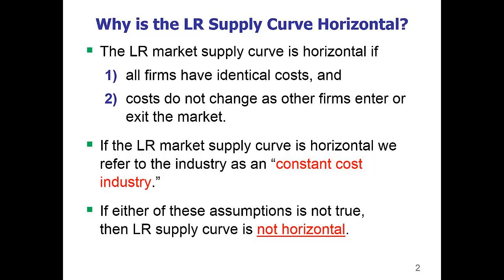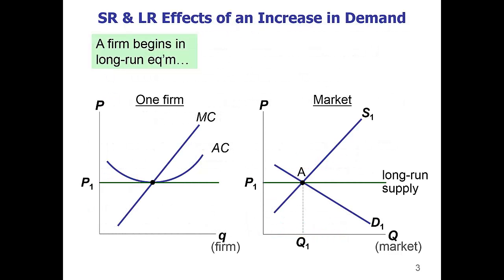Now what we have to realize is that if either of the conditions given above in numbers 1 and 2 are violated, then the long-run supply curve is not horizontal. And we'll discuss that later. But first, let's consider the short-run and long-run effects of an increase in demand and why that will lead to a horizontal long-run supply curve.